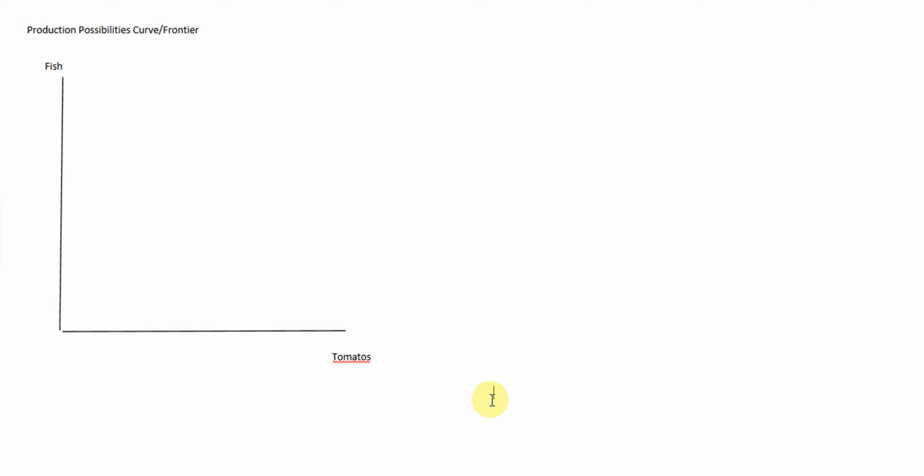And remember, we said that the PPF can be a straight line, and also can be a concave curve. In fact, it's always a concave curve because of the existence of opportunity costs. And why is there an opportunity cost? Well, we will describe this now in this video.